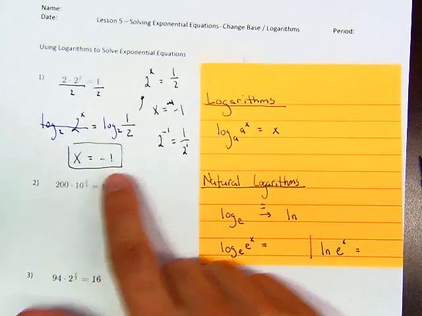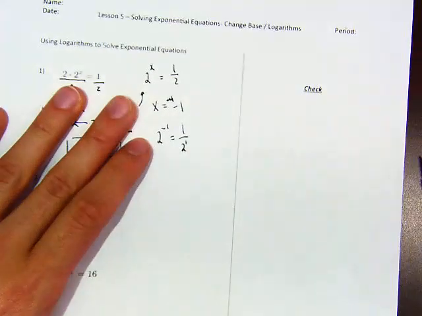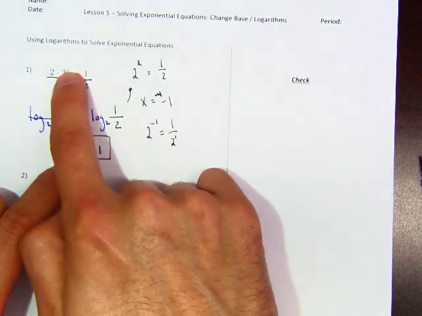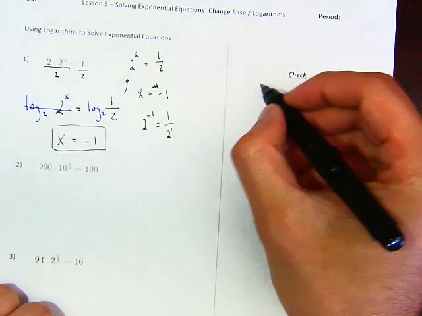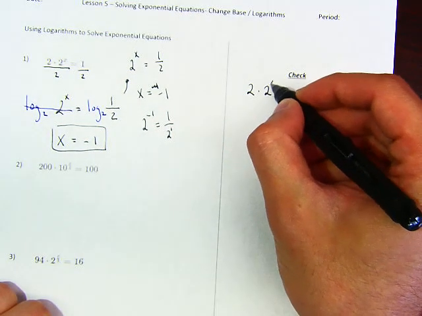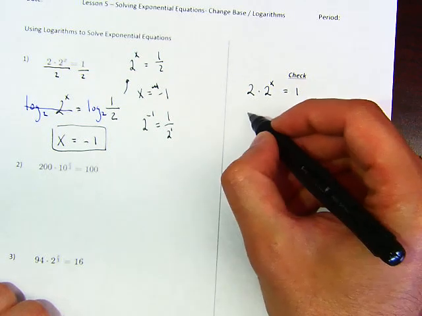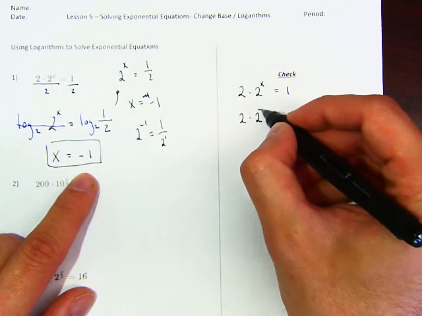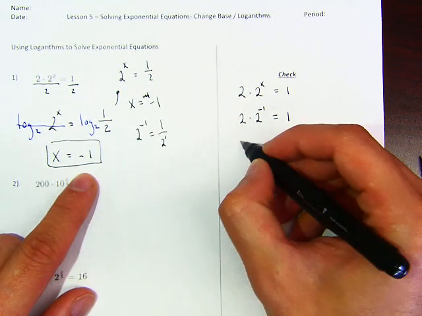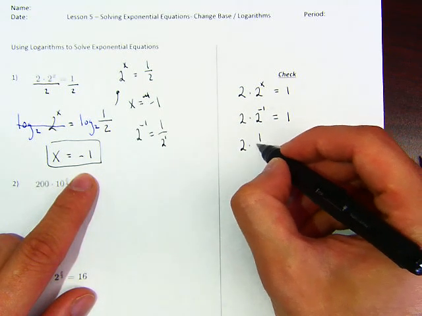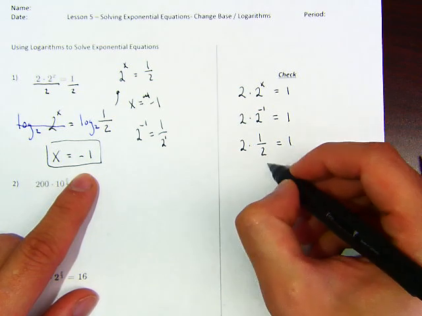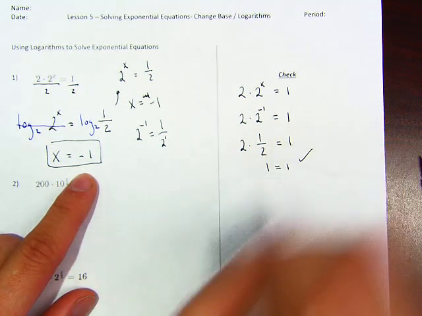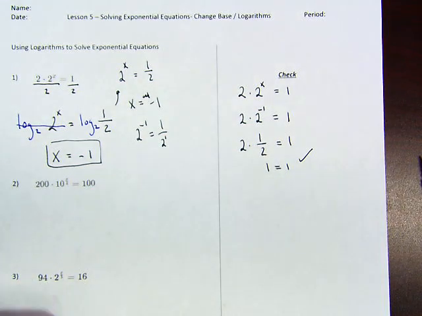And then how can you check this? If you look on the next slide, let's plug this x equals minus 1 into the original equation. So if I have 2 times 2 to the x equals 1, then x is minus 1, right? So then I have 2 times 2 to the minus 1 equals 1. 2 times 1 over 2 equals 1. 1 equals 1, check. All right, let's look at the next one.